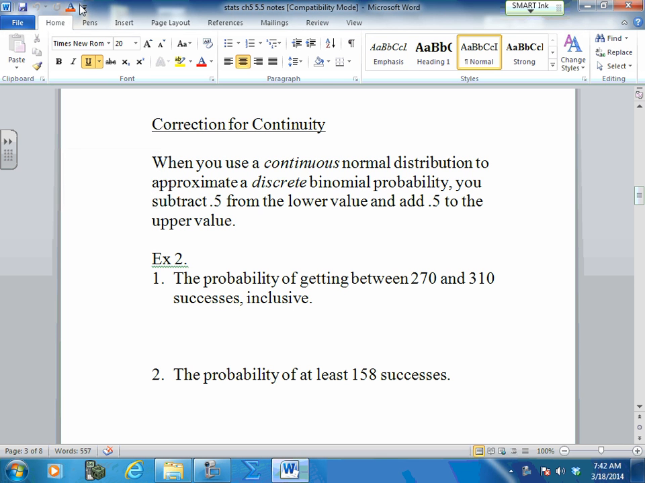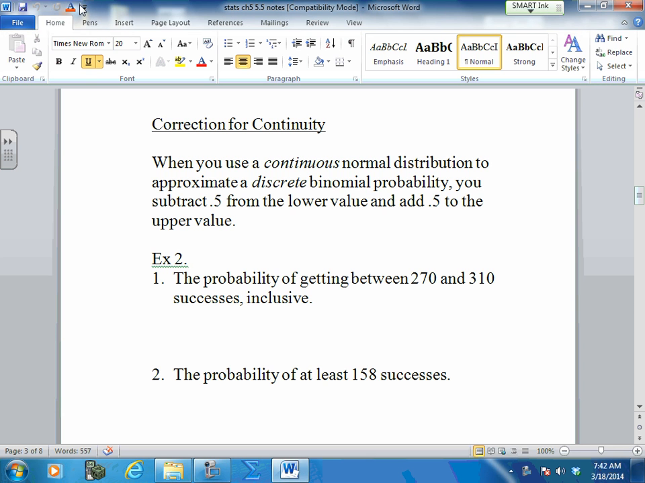So today we talk about correction for continuity. Now, here's our problem. We have discrete values. So there's a little bit of a gap between 1 and 2, 3 and 4, 4 and 5. There's a little bit of a gap. It actually doesn't make a complete number line.